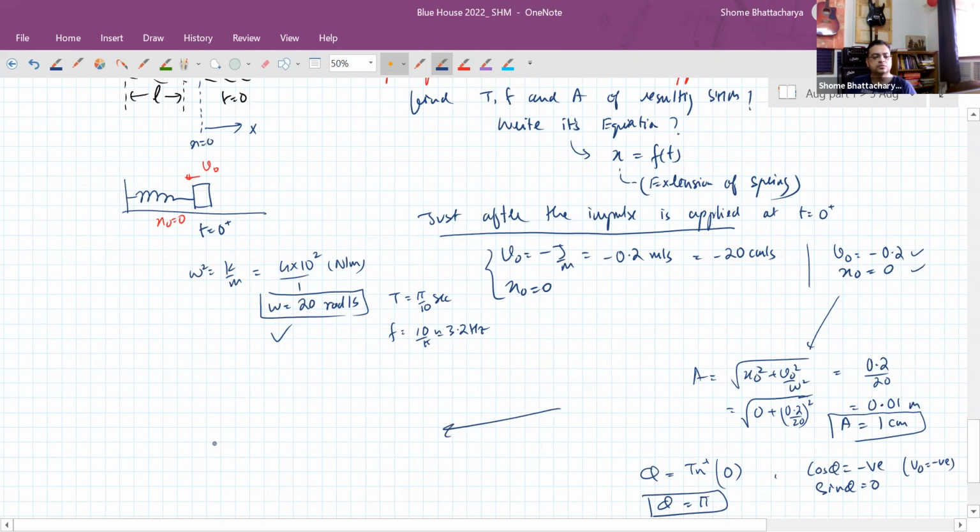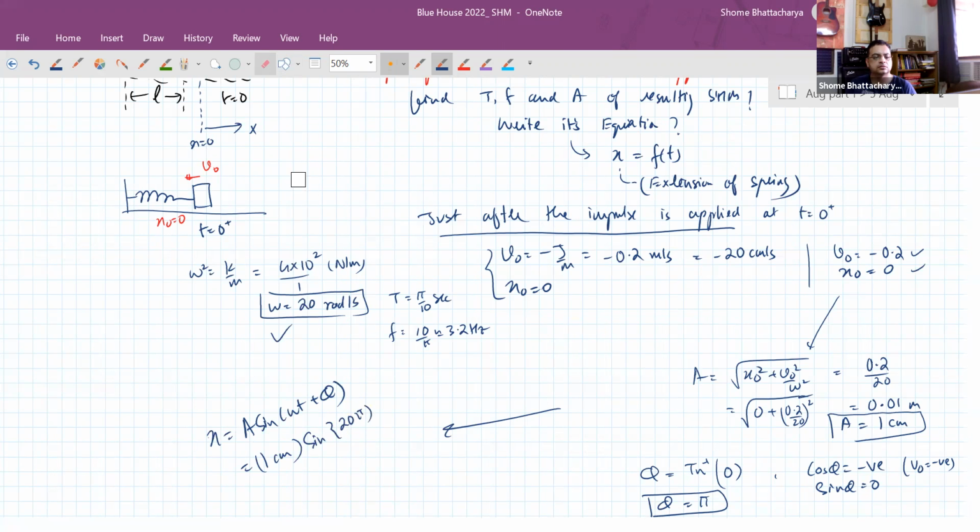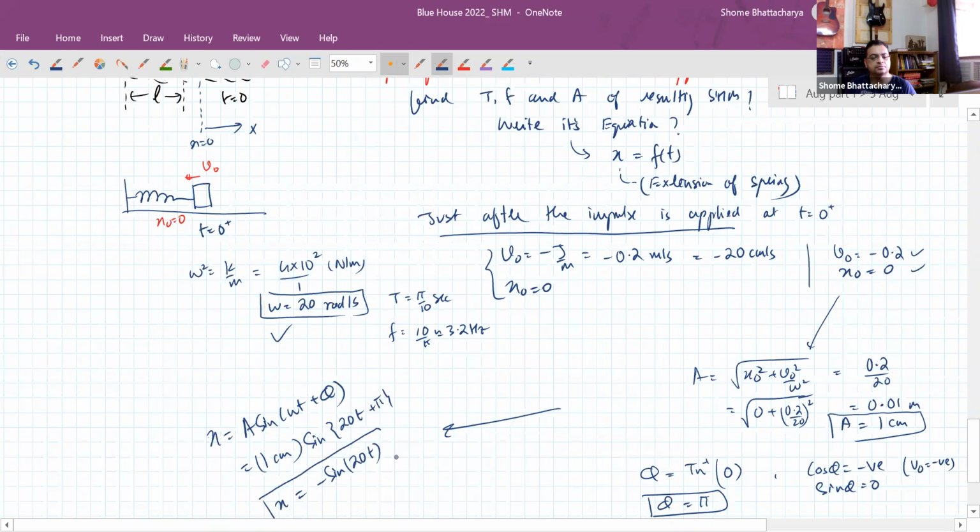So the equation of SHM will become 1 centimeter sine of 20 t plus pi. So that is the same thing as minus sine 20 t. So this is x as a function of time, where x is in centimeters, t is in seconds.